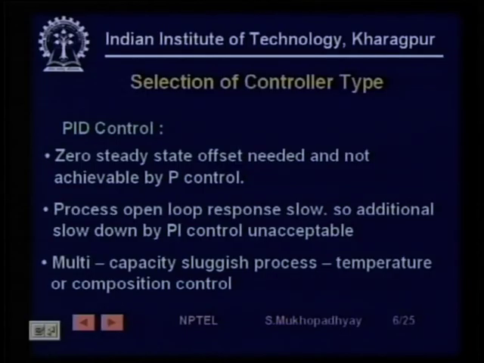So typically for multi capacity processes where you have to control temperature or composition, that is why you use PID control, because in any case you do not want to lose out too much on the transient response to gain the advantage in the steady state response of zero steady state error. So these are broad thumb rules of selecting P, PI or PID controls.